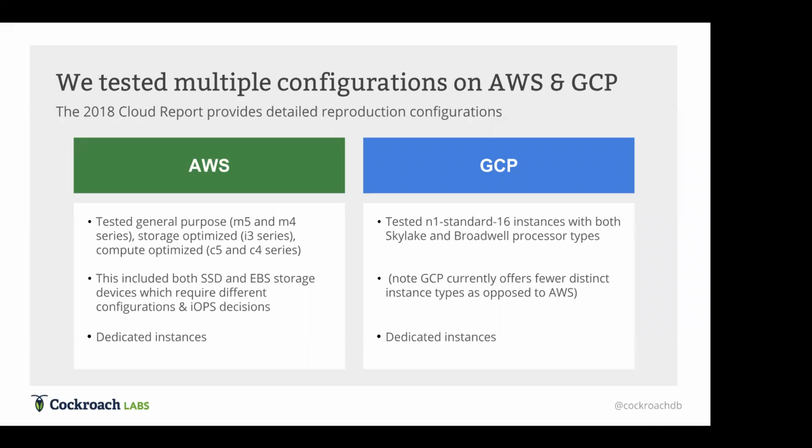We also looked at dedicated instances on AWS just to see, do you get extra performance? Is there a noisy neighbor problem? Those types of things as well. And so we tested that. Similarly on GCP, there's fewer diverse instance types in terms of the name series, but we did look at both the processor types, the Skylake and the Broadwell on GCP. And we also looked at GCP's dedicated instance types as well. So we tested a lot of configurations on here to kind of see what the different outcomes would provide.